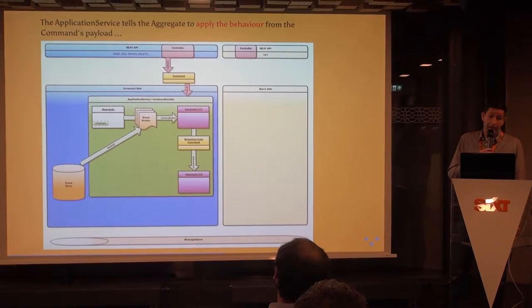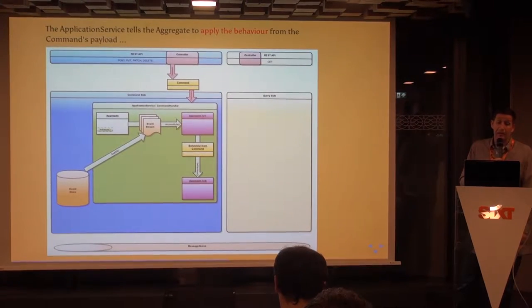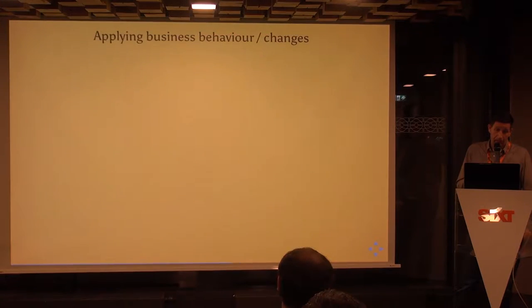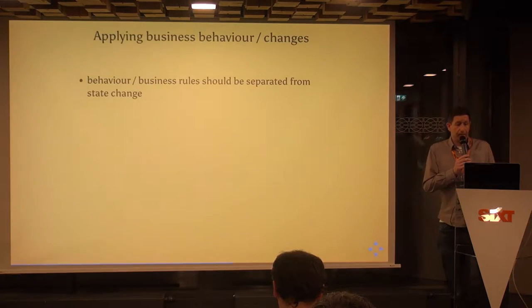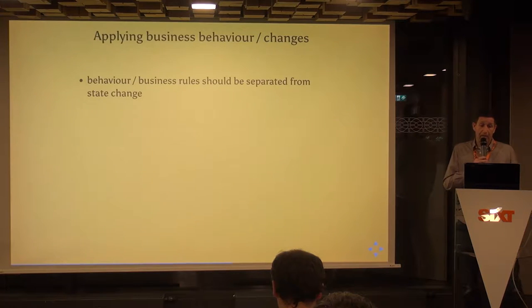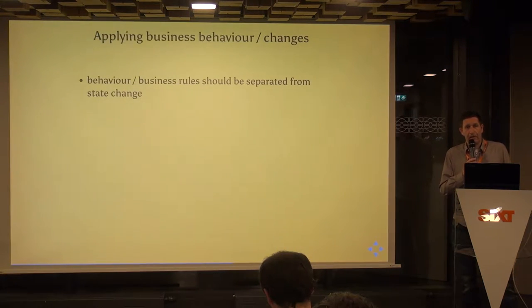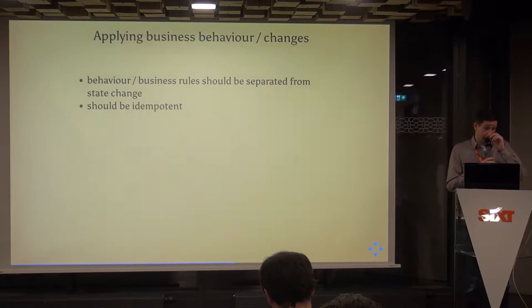So now we have the aggregate in its current state, and we can apply the behavior from the command's payload. An important part: behavior or business rules should be separated from state change, because otherwise you will have funky side effects. The popular example is, for example, when you register a customer and you send him an email, and every time you replay your event stream, you send the customer an email that he was registered. I think you would be very surprised. They should be idempotent, so if you do the same thing twice, it doesn't change anything.